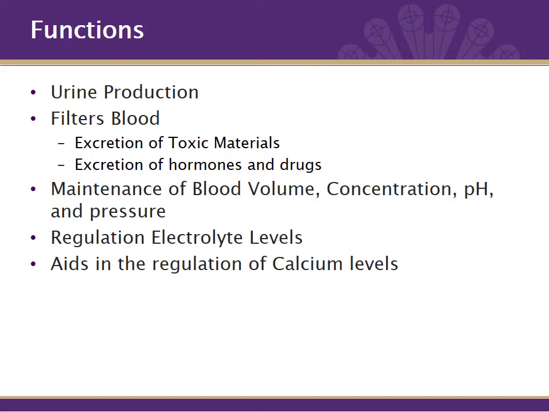Blood volume and concentration is regulated by the amount of water that is pulled out and/or put back into the blood. Blood pressure is influenced by the quantity or volume of blood, regulated by the movement of water. The movement of electrolytes, such as sodium ions, influences how much water is excreted or put back into the blood. Blood pH is regulated via the removal of waste, such as metabolic waste and nitrogenous waste, like urea. The kidney also aids in calcium regulation through the synthesis of calcitriol. Remember back to the skin module and the synthesis of vitamin D.